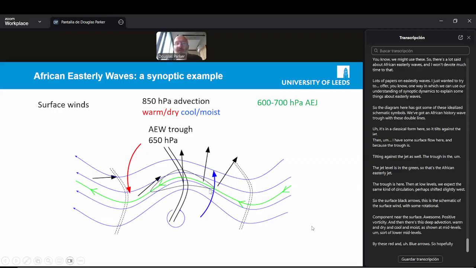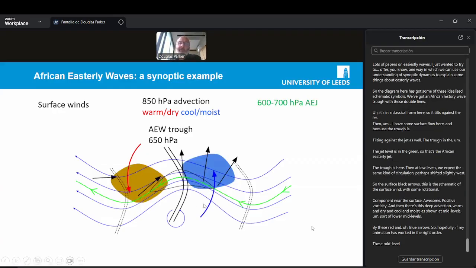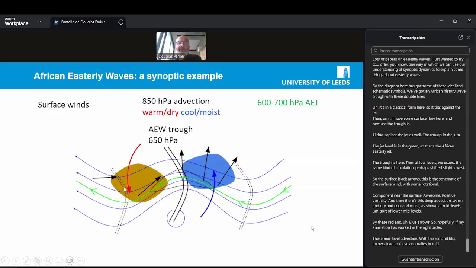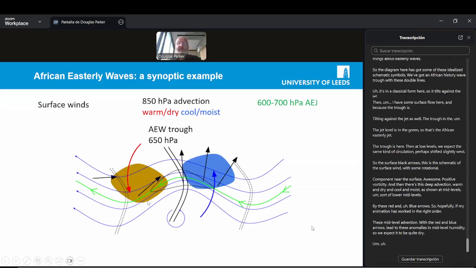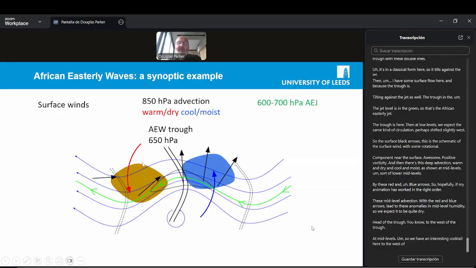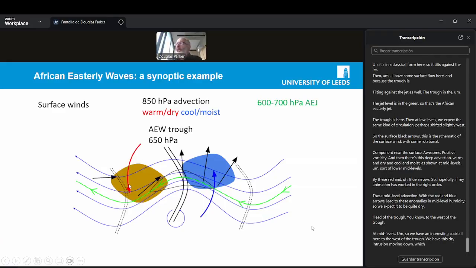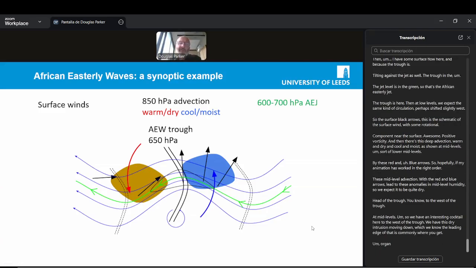So hopefully if my animation has worked in the right order, these mid-level advection with the red and blue arrows lead to these anomalies in mid-level humidity. So we expect it to be quite dry ahead of the trough, to the west of the trough at mid-levels. So we have an interesting cocktail here to the west of the trough. We have this dry intrusion moving down, which we know the leading edge of that is commonly where you get organized convection, mesoscale convective systems or squall lines.